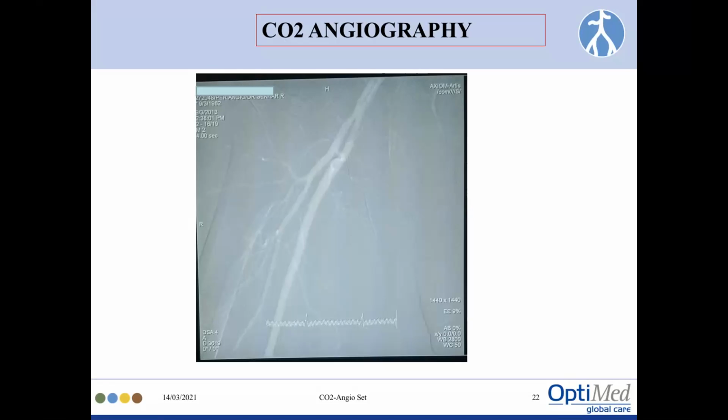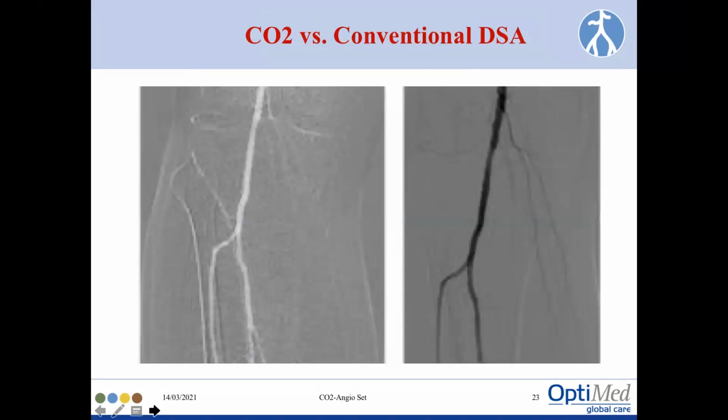So this is a carbon dioxide study showing the common femoral and the profunda femoris and the upper 2/3 of the superficial femoral artery. This is a picture I put to show you the difference, and once you learn the trick of how to keep your patient still, how to sedate, how to give a little bit of NTG, how to increase the frame rate, then you can get quite good pictures even on CO2.